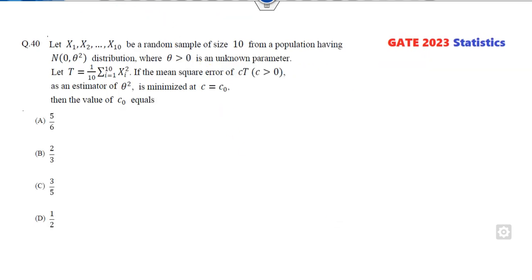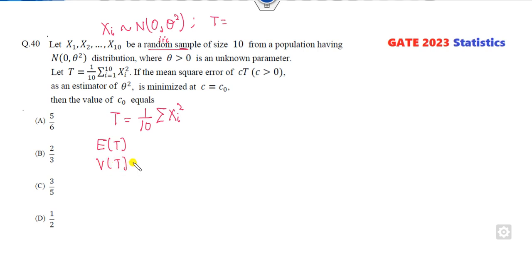Okay, look at another question. Xi is my random variable, i.i.d., which follows the normal distribution with mean 0 and variance theta square. T is given to you as 1 over 10 summation of xi square. So firstly we will try to find the distribution of T. What is the mean of T? What is the variance of T?